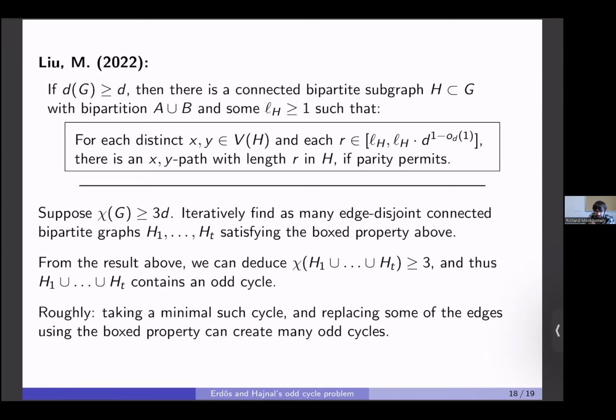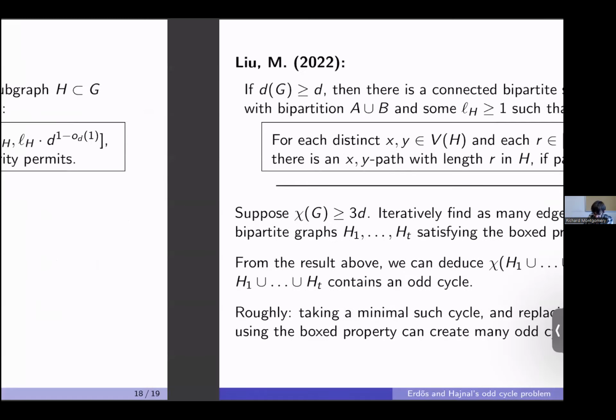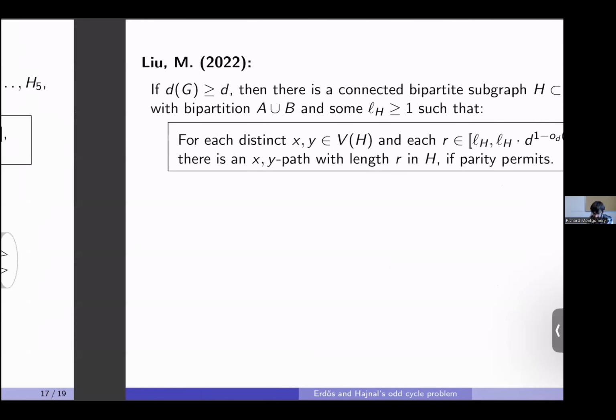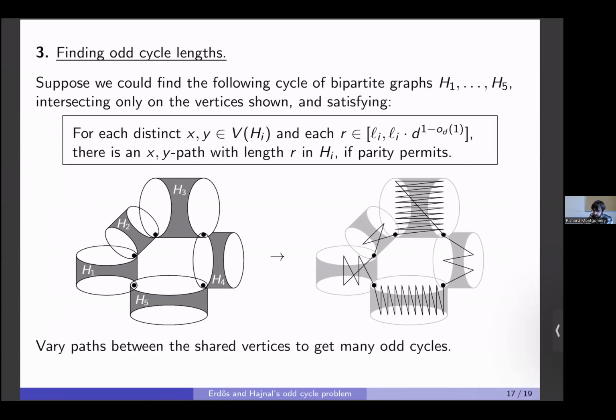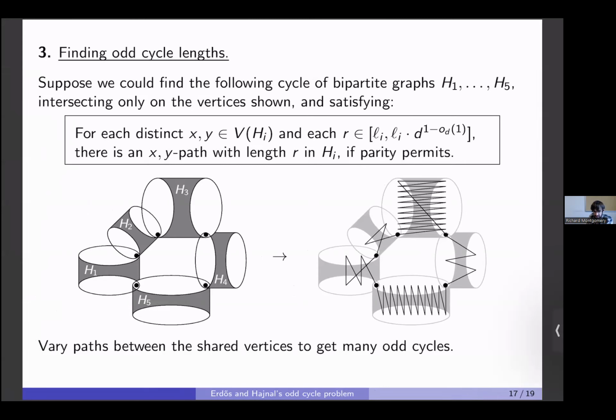And just very roughly, if you take a minimal such odd cycle, then you might not be able to replace all of the edges, but you replace enough of the edges using the box property to create many odd cycles. So it really does look like this, but you're maybe varying half of the edges around the basic underlying odd cycle. And you have to express what you mean by minimality in the right way. But once you've had this idea, I don't think it's very hard to follow through to find these different odd lengths.